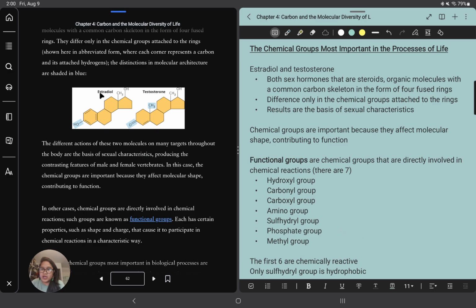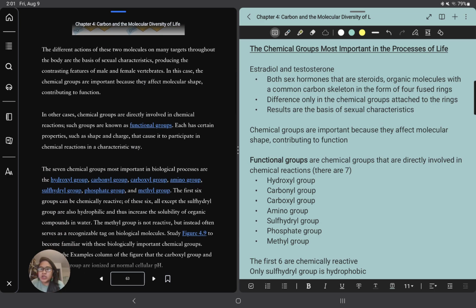So here we see estradiol and testosterone. Here the shape itself looks the same, but here we have a CH3 and an oxygen double bonded here, whereas estradiol only has an HO group here. Okay.